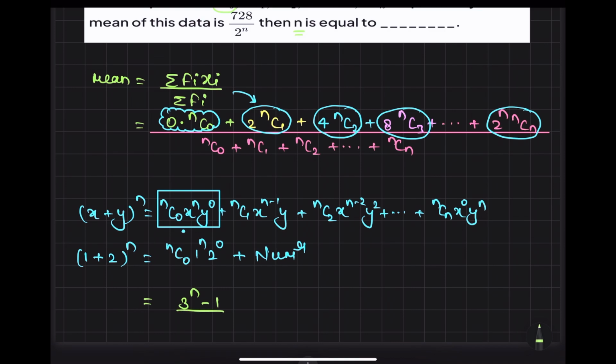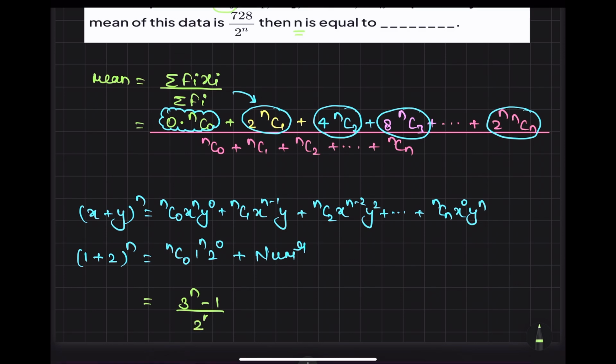Correct? Which means if this is the case, I will add this and I will subtract this. The value of this thing is 1, so I will add 1 and I will subtract 1. If I add 1, the whole thing will be represented by this, that is 3 power n. Now if you observe the denominator, you will find that x and y both are 1. So it will become 1 plus 1 power n, so 2 power n.